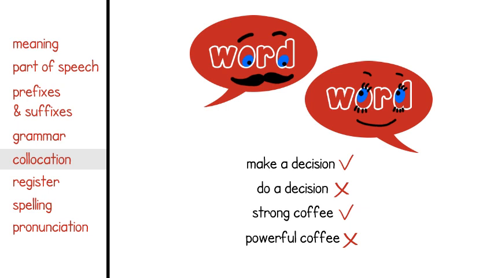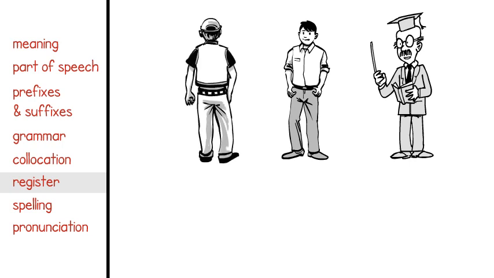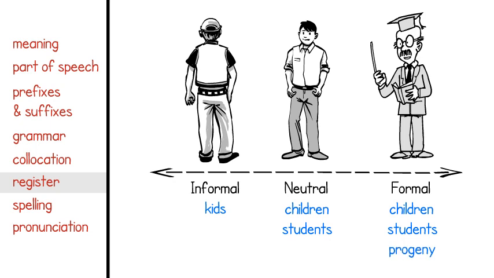The register of a word is particularly important in academic writing. Register refers to a word's level of formality. Is it appropriate for formal, neutral, or informal situations? For example, the word kids would not be appropriate in academic writing, as it is an informal word, and it would generally be better to use the word children or students. Similarly, progeny is a more formal word and is not appropriate for most situations.